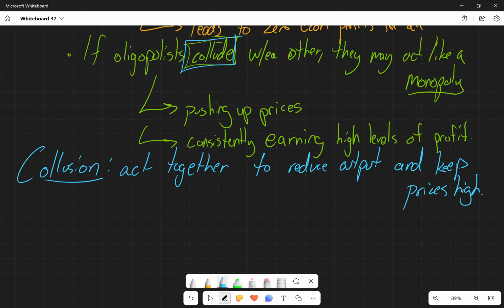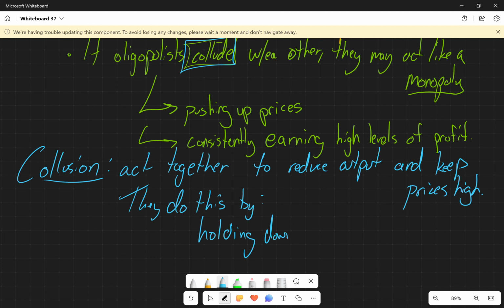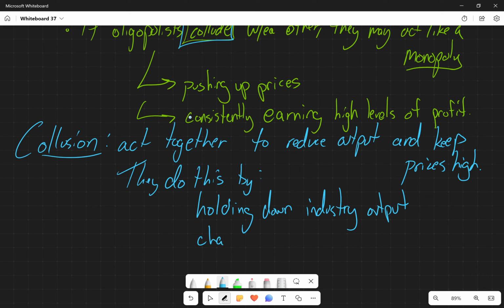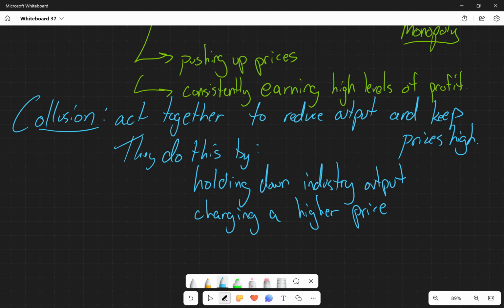So how do they do this? Holding down industry output, charging a higher price, and then dividing the profit amongst themselves. The objective is to hit the profit maximizing quantity rather than the revenue maximizing quantity, just to drag it down from there. Correct. They're trying to restrict output because just producing to maximize your revenue is not going to result in the highest profit.